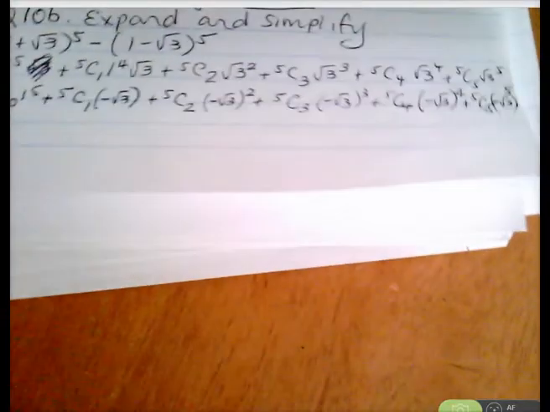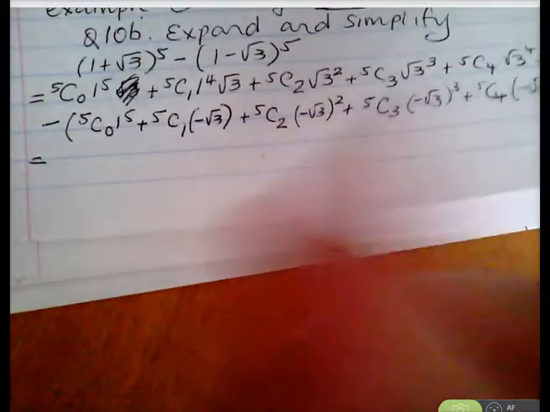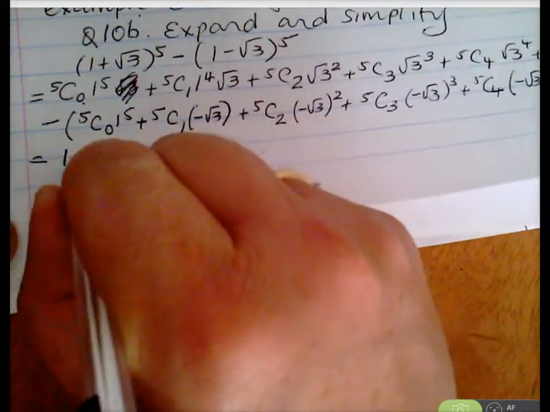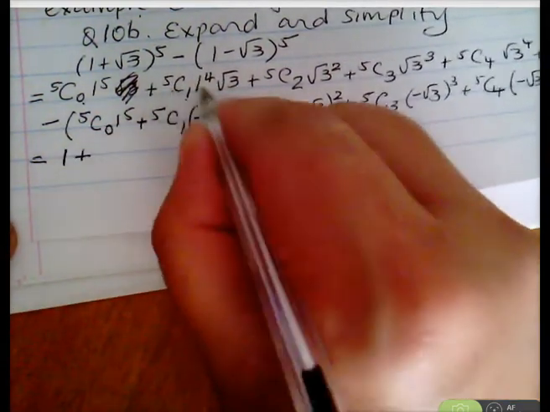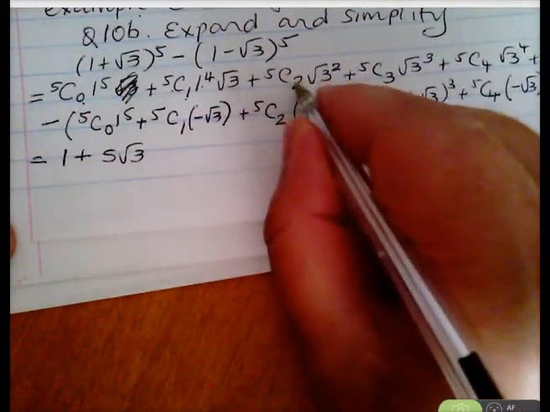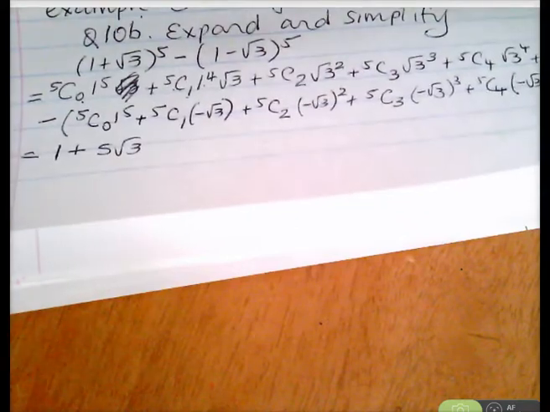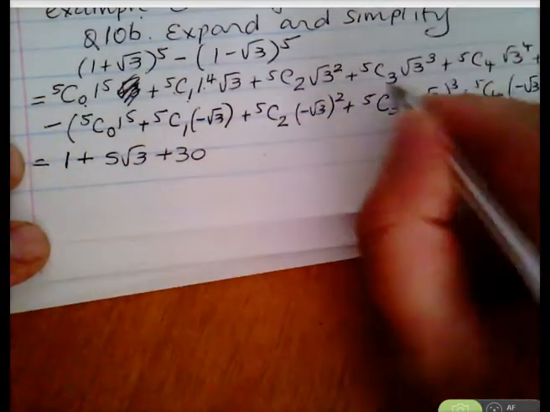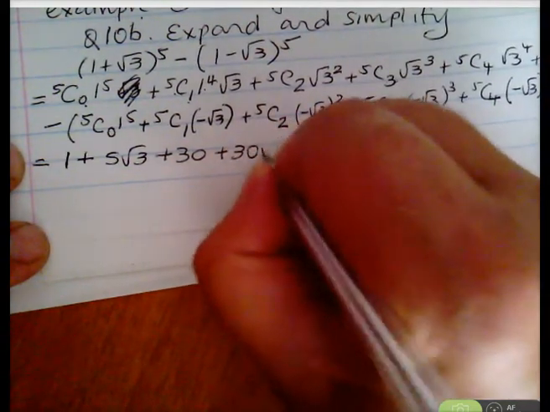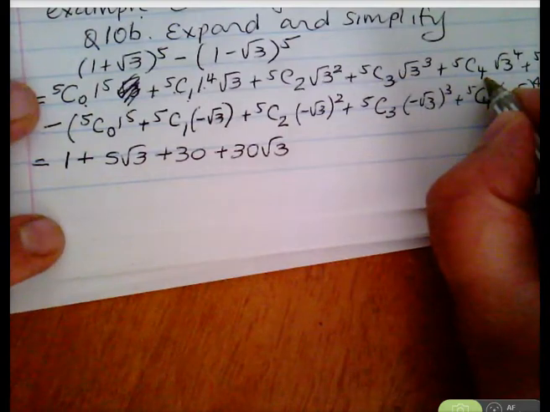So just looking at all that, I'm just going to have to make this a bit bigger. 5 choose 0 is 1, now we've got 1 to the power of 5, which is 1, plus 5 choose 1 is 5, times 1 is 5, we've got 5 root 3. 5 choose 2 is 10, 10 times 3 is 30, so we've got plus 30. 5 choose 3 is 10, and timesing it by 3 root 3, which is plus 30 root 3.